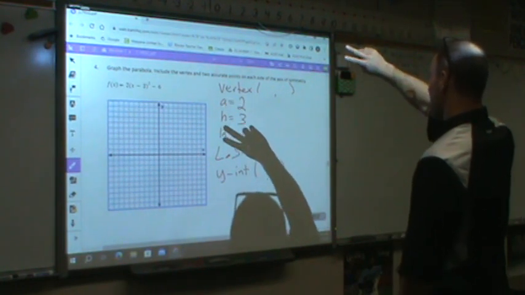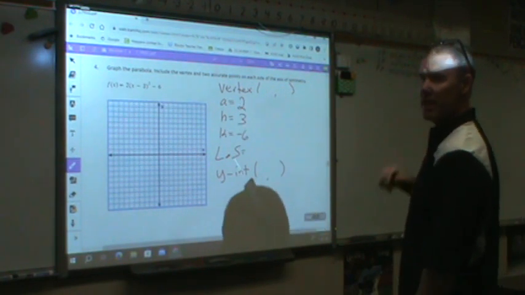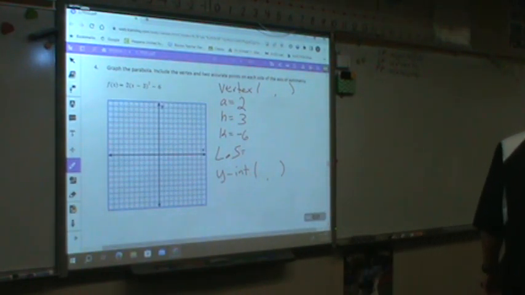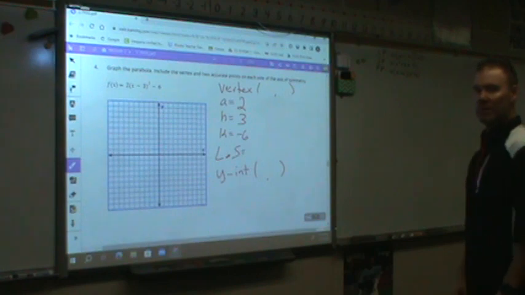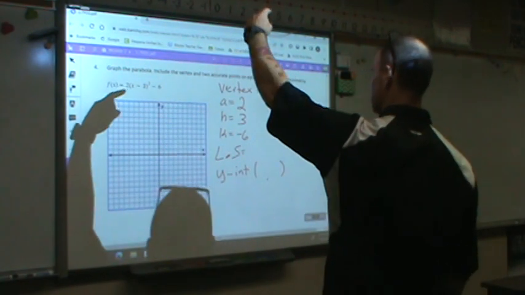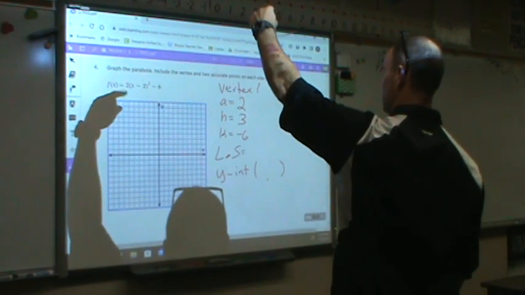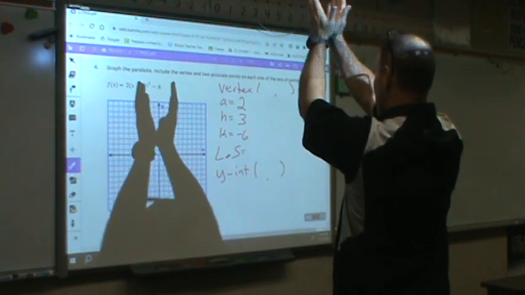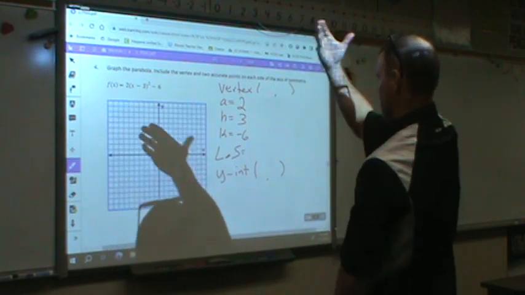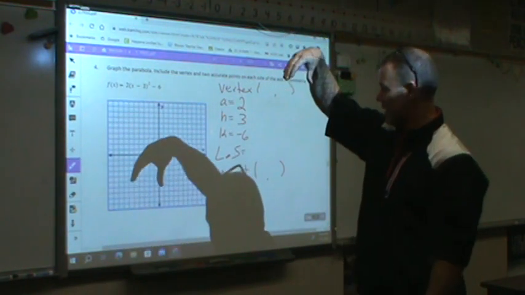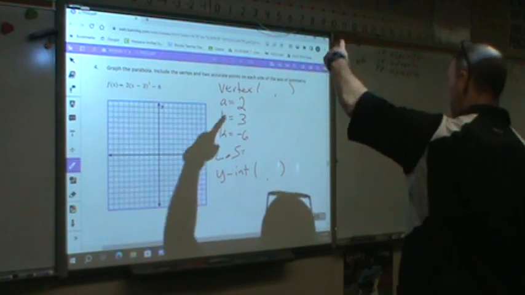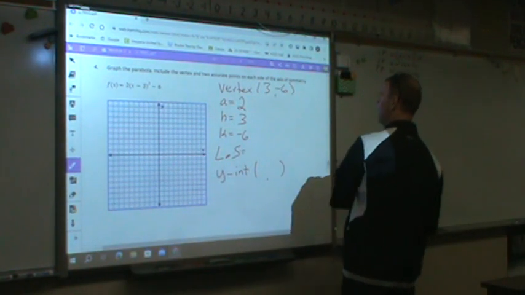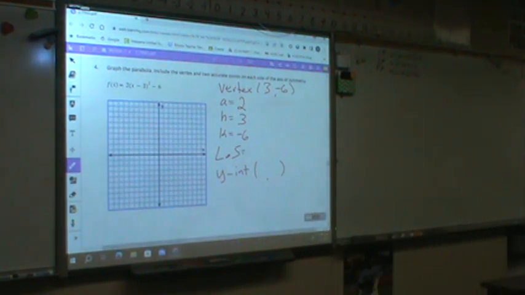Of the 3 letters, A, H, and K, which letters make up the vertex? What does A do? Makes it stretch or shrink, and open up or open down. Okay? So it can't be A. So the other 2 letters that make up your vertex are H and K. So 3 and negative 6. There you go.